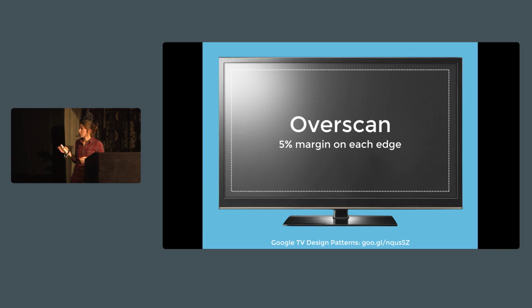Something that you need to consider if you're thinking about TV interfaces is you need to make sure you have a margin on each edge, and this is because of overscan, and that's when the content goes over the edges of the TV. So Google recommend a 5% margin on each edge.